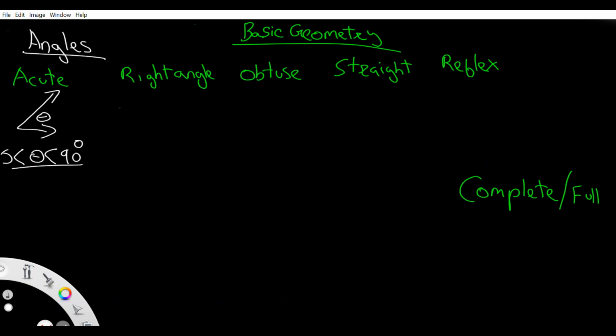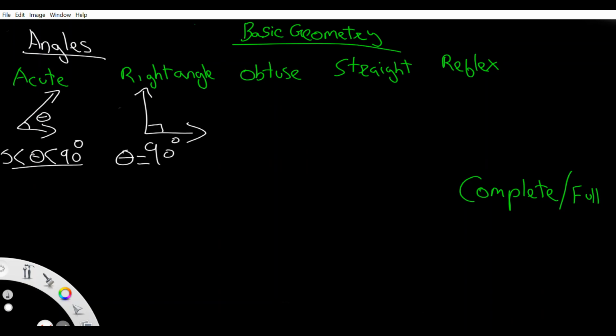Now for a right angle, it looks something like this. And this time, we don't draw a curve here. We draw something like a box to indicate that it's a right angle. And the measurement for a right angle is 90 degrees.